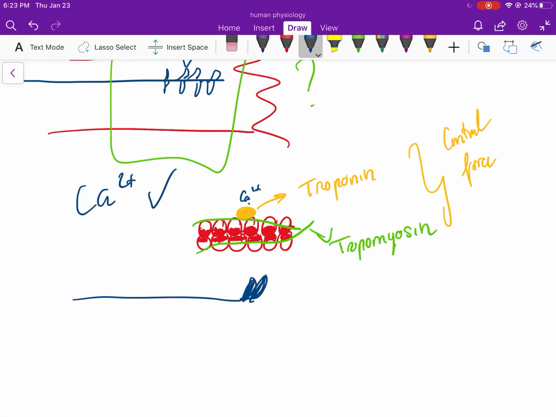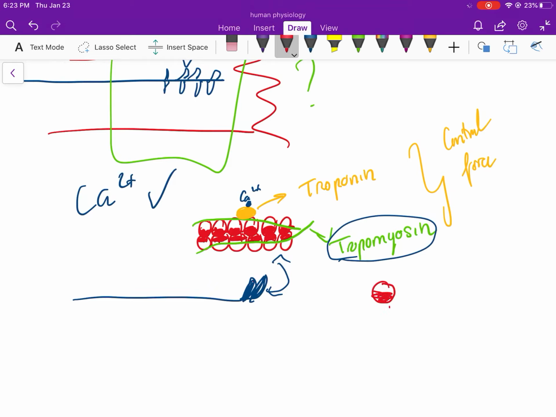bind to our troponin. And when it binds to troponin, it will twist and rotate our tropomyosin to expose and reveal our binding site. So now our myosin can bind to the binding site and generate the force. And that's how the force is generated. So we can see how this system works.